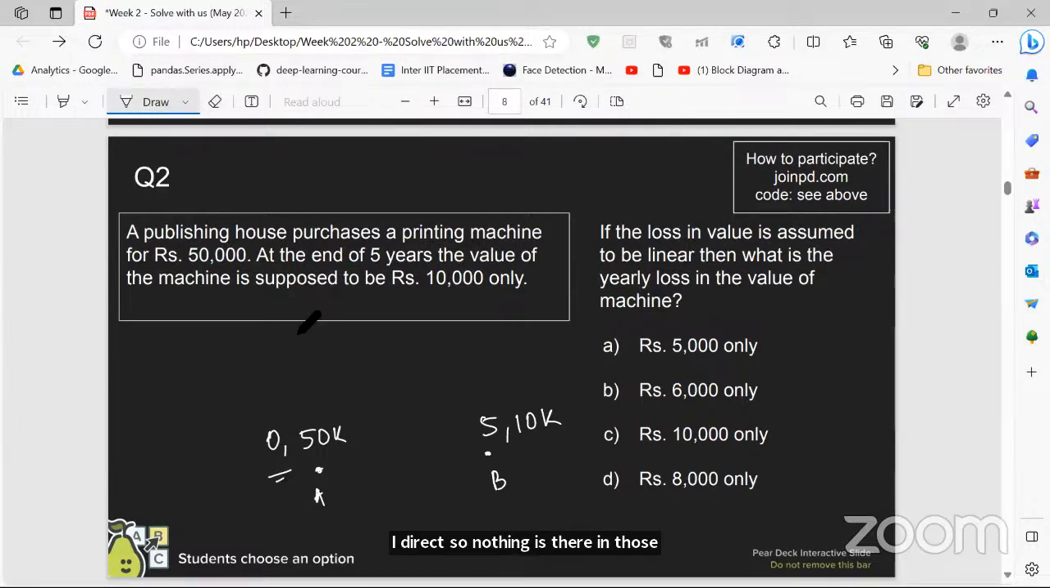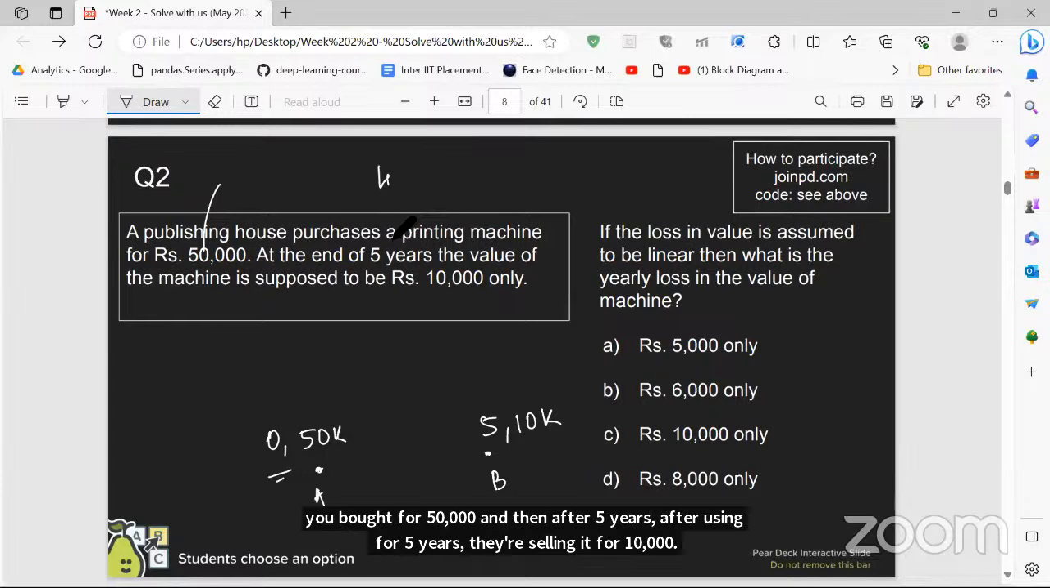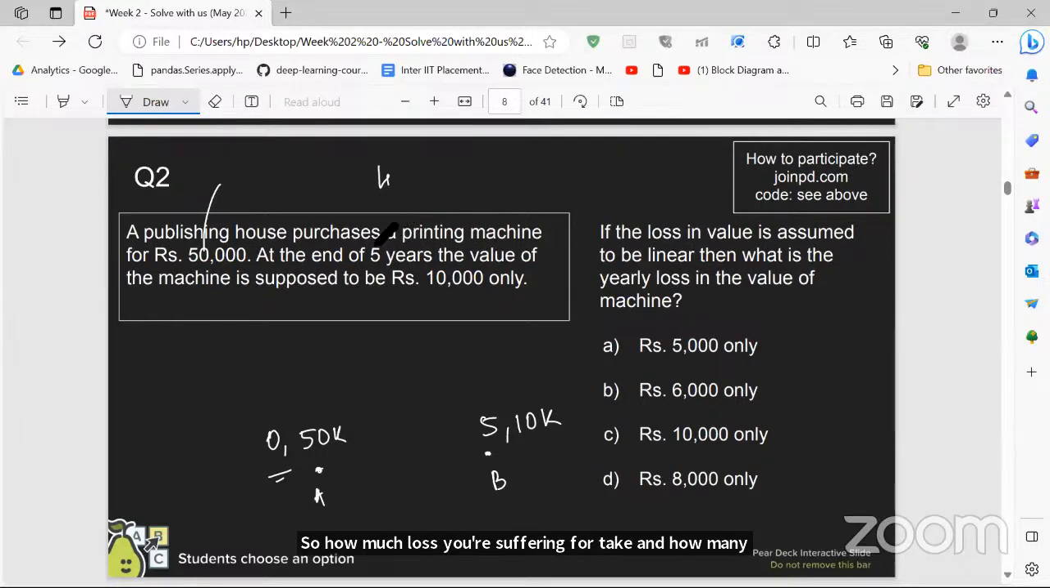You can think of it like depreciation is happening, or losses we are suffering each year. You bought a mobile phone for 50,000, and after using it for 5 years, you are selling it for 10,000. How much loss are you suffering? 40K. How many years have you used it? 5. So it's 40K upon 5, which is 8,000. Yes, 8,000 will be your answer.